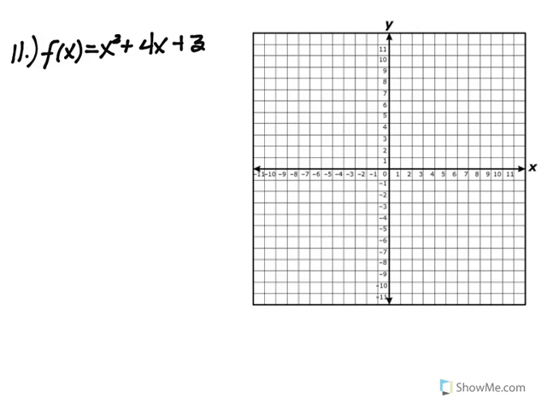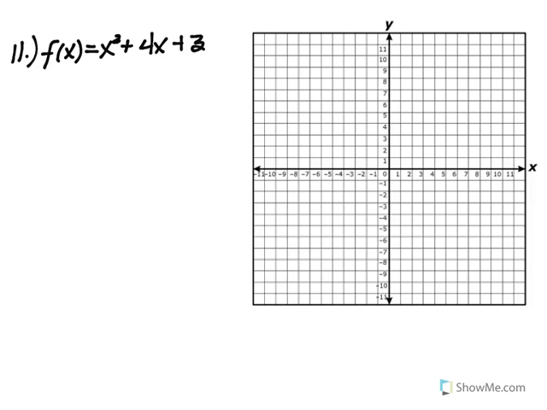Alright guys, I'm going to do number 11 for you to kind of help out, give you guys another look at this. So here's number 11, it's the quadratic, x squared plus 4x plus 3. And we're going to graph that. It also asks us to label the axis of symmetry and the vertex on the graph. So we'll do that as we go along.